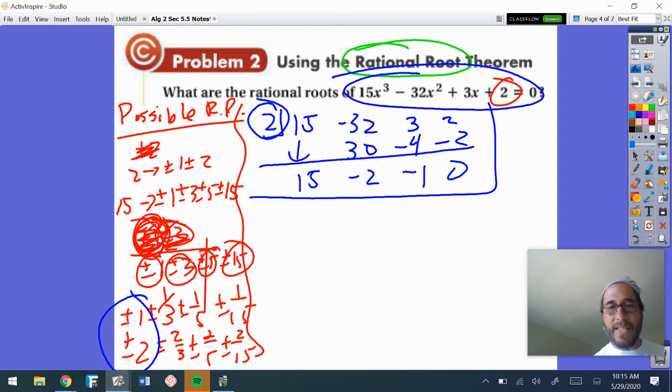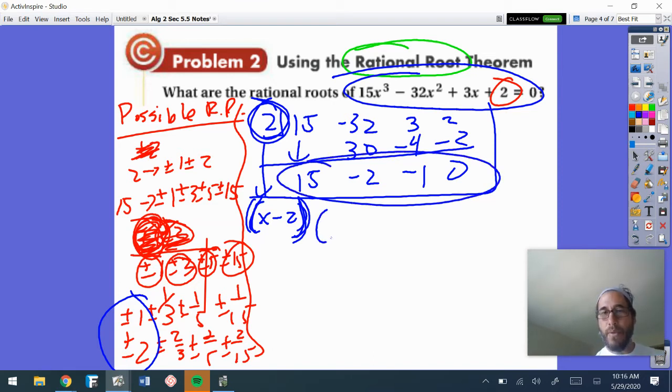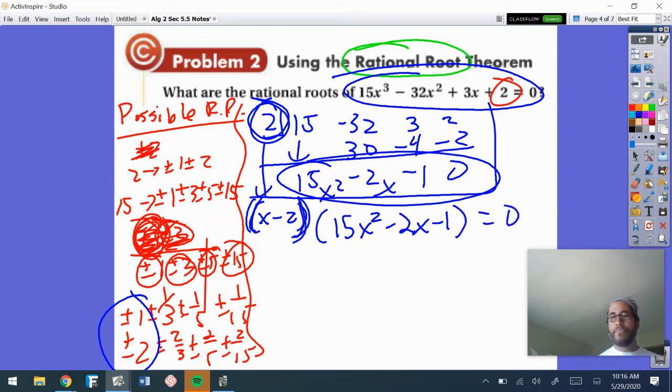So I could rewrite this as x minus 2, right? If it's a factor, it's a 0, it's a root. So 2, if I put a 2 in there for x, it would make it a 0. And then I have to rewrite the remainder, so it'd be 15x squared minus 2x minus 1 equals 0. All right, so looks like I can maybe keep on going.